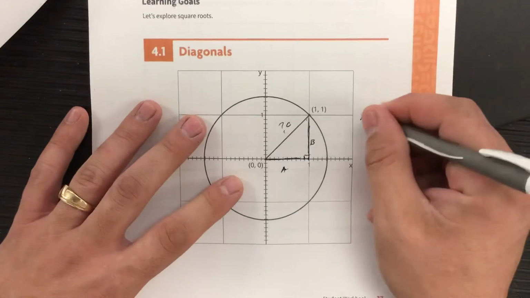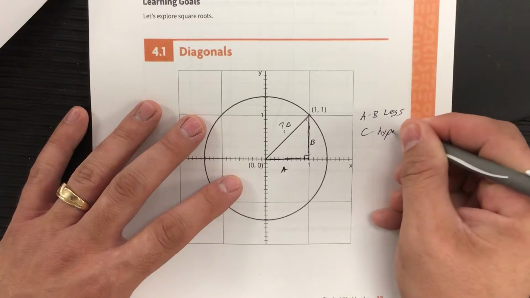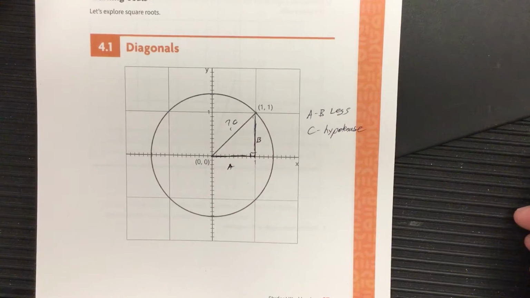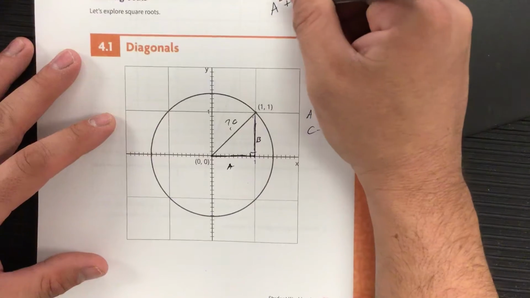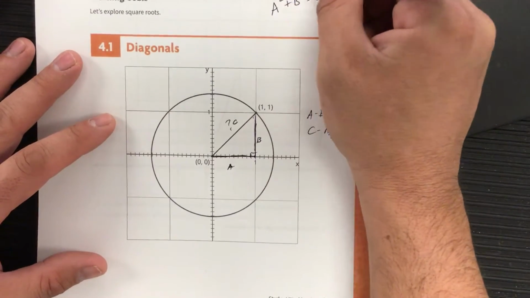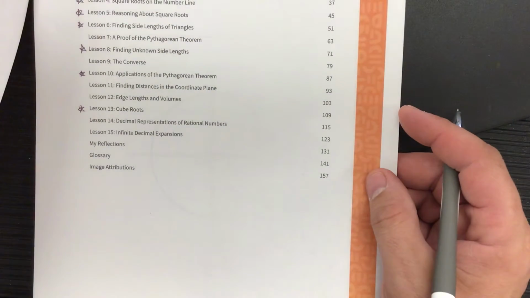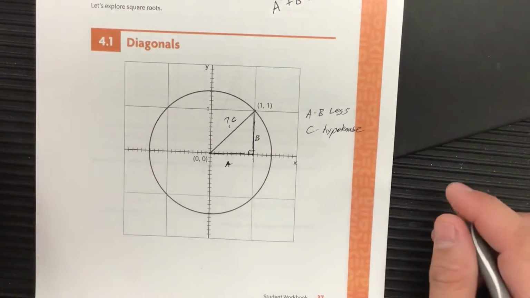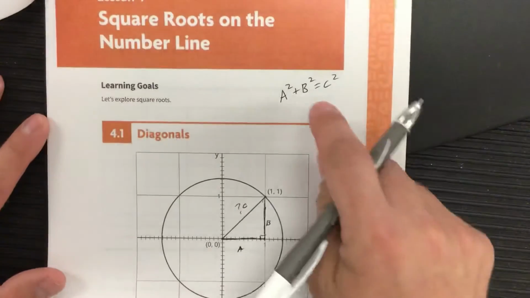Okay? So A and B are legs. I better write that down. Longest side is called the hypotenuse. So here's the equation. Here's the Pythagorean theorem. How do you spell that? Hypotenuse. H-Y-P-O-T-E-N-U-S-E. I'm just going to go with my version. All right, so again, this is the Pythagorean theorem.